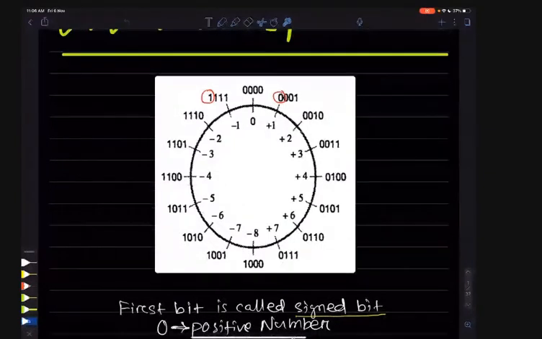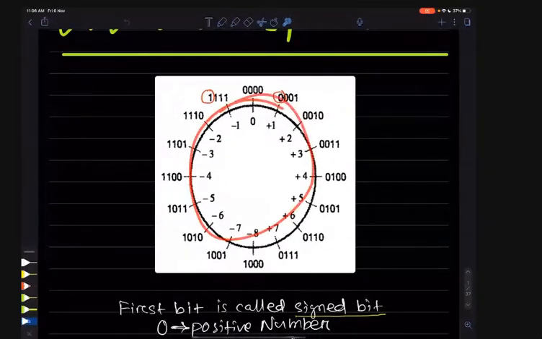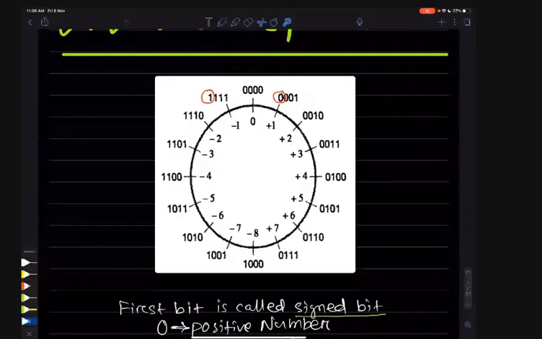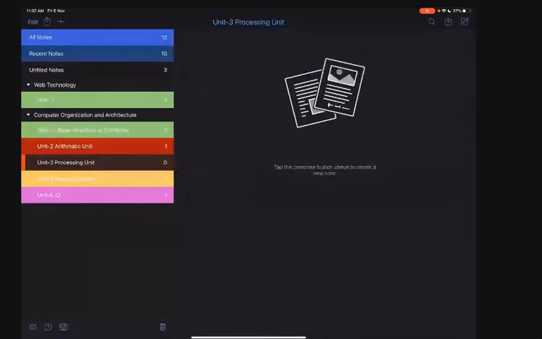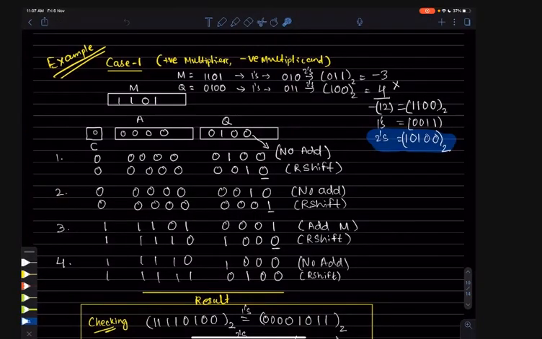Okay, so this is the positive and negative number representation in 4 bits. Minus 3 is this one, 1101. How did you get the 1101? By doing the 2's complement of 0011. So 1101 represents minus 3, and that's why we also got minus 3 here. 1101 is minus 3. Okay, done.